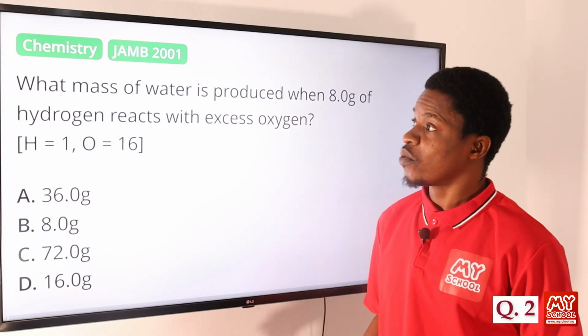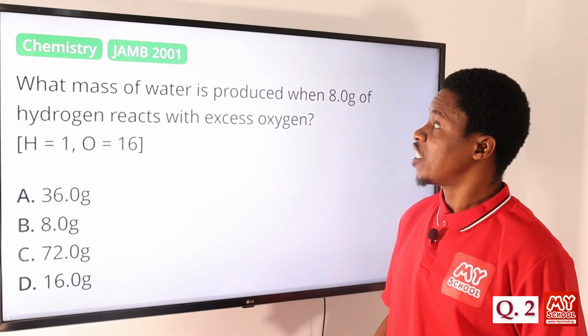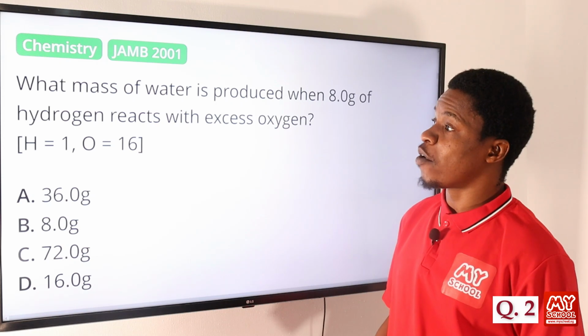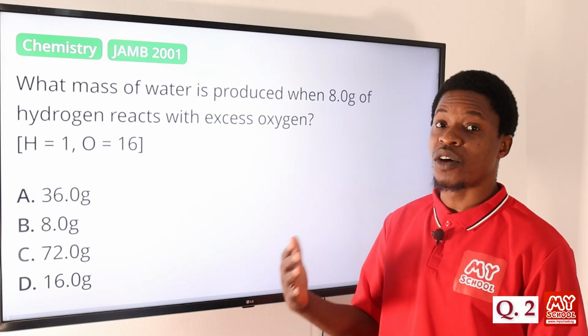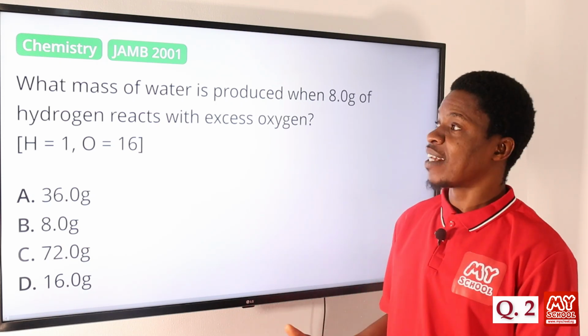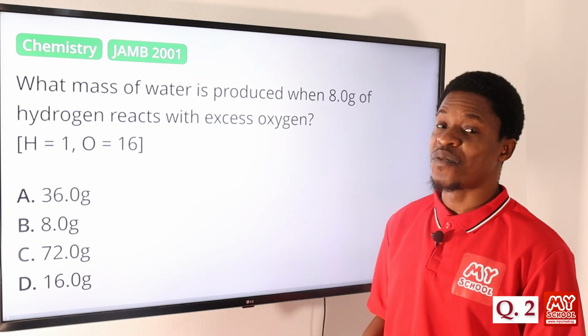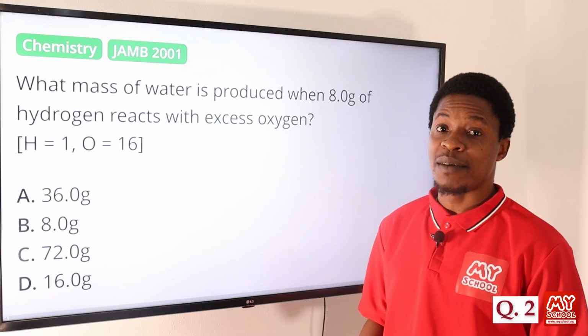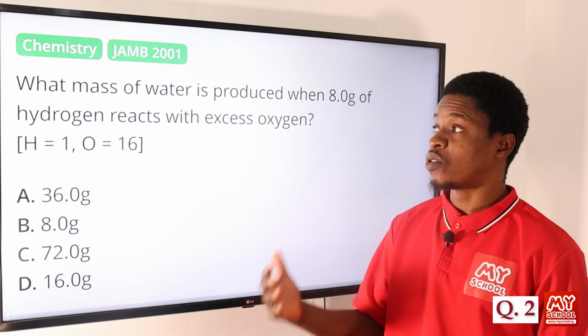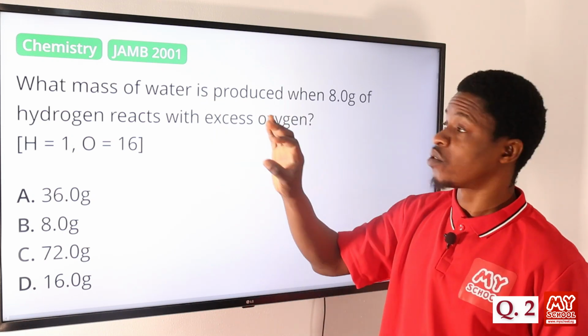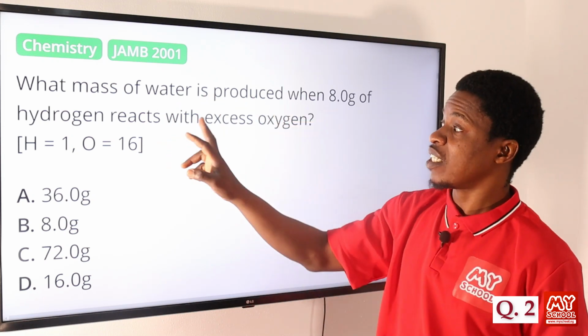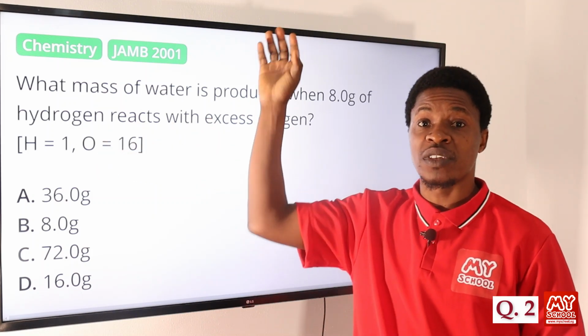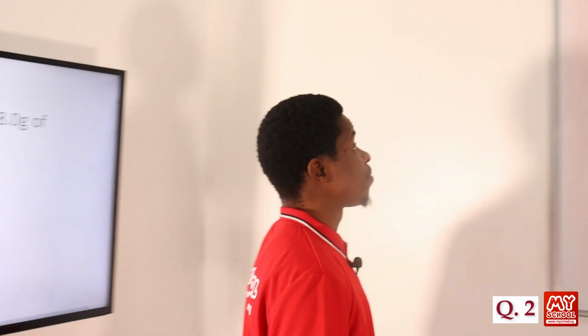Now question number 2. What mass of water is produced when 8 grams of hydrogen react with excess oxygen? Okay, what mass of water is produced? So first we need to write a balanced chemical reaction to show the reaction between oxygen and hydrogen to produce water. So let's move over to the board now.